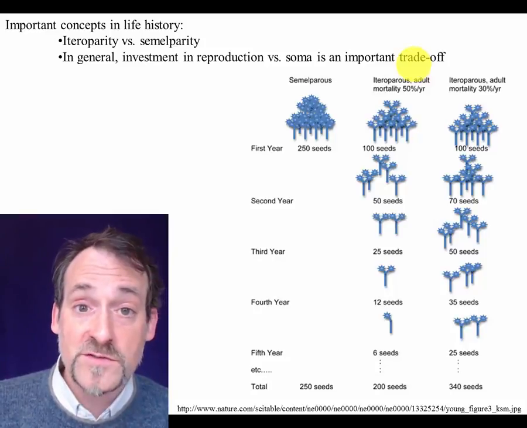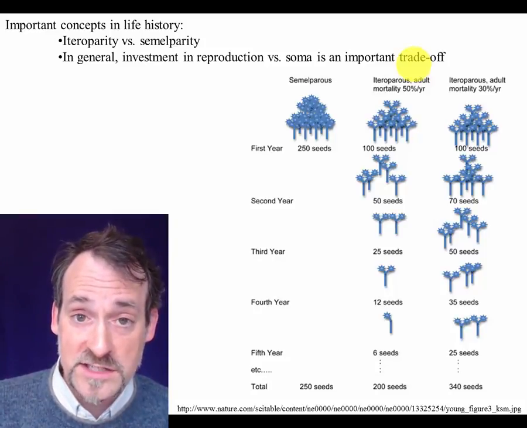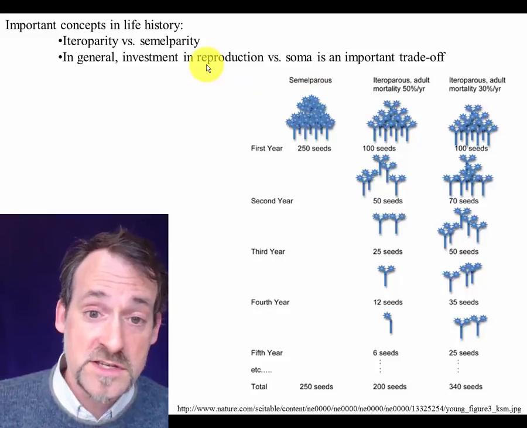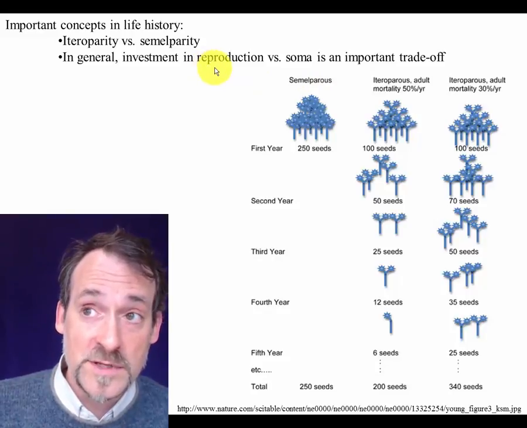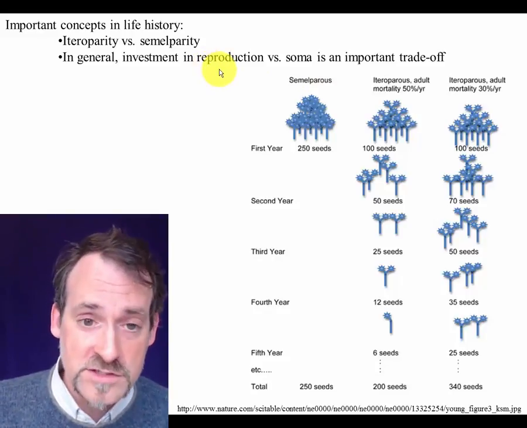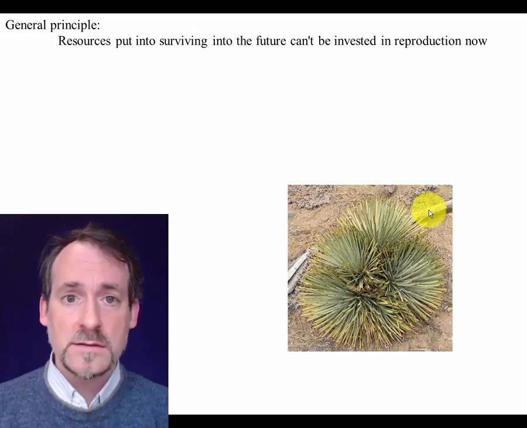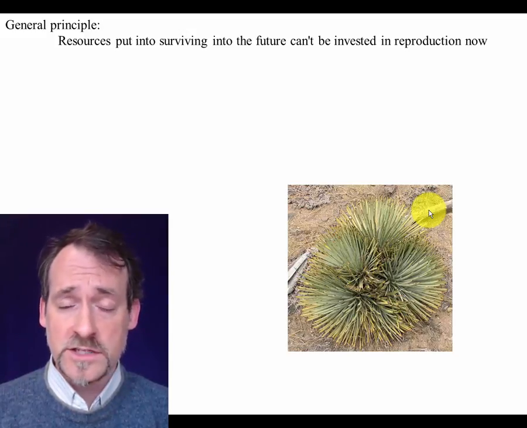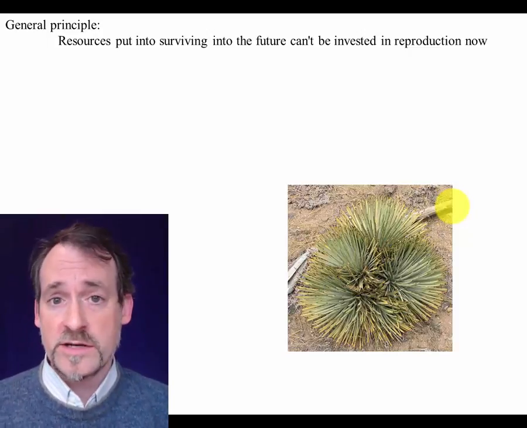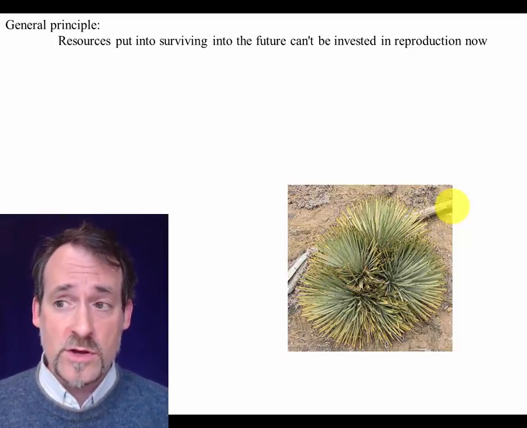The probability of survival from one breeding season to the next also really influences the benefits of semelparity versus iteroparity. As with a lot of things in evolution and ecology, the trade-off between semelparity and iteroparity can be thought of as an economic decision, essentially a decision about investments.